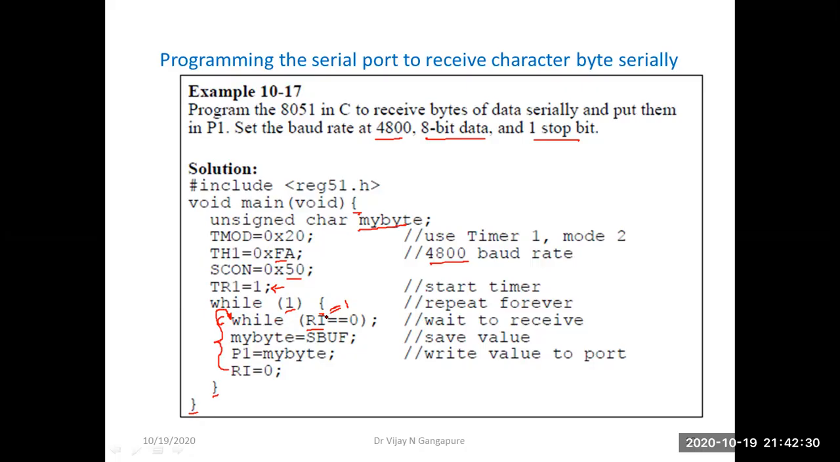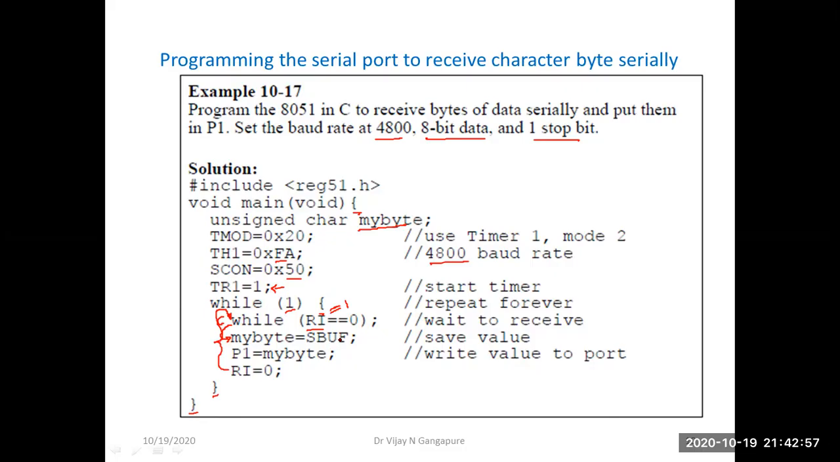Okay, so when the RI flag bit gets set, it will come out of the loop and go to the next statement below, that is mybyte = SBUF;. It means the RI flag bit is set, so a character byte is received and available, and we are moving it to temporary storage, that is the variable mybyte. Here we have declared that mybyte variable.